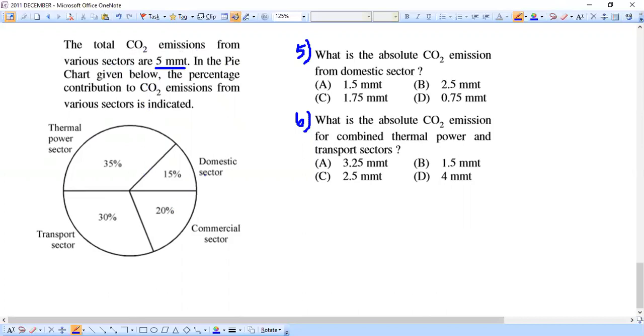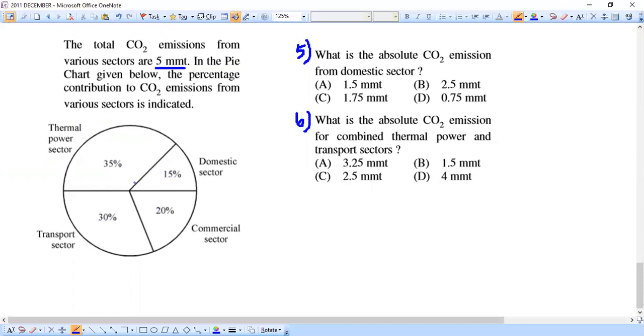So the domestic sector has 15%, the commercial sector has 20% emission, transport has 30, and thermal power has 35. Let's check whether we are getting the total to be 100. 15, 20, 30, 35. Just add it and see. Yes, we are getting 100, right? Because it's easy for us to see: 35 plus 15 will be 50, and 30 plus 20 will be another 50.